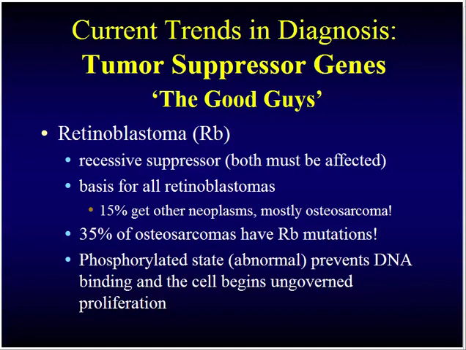What do you need to remember? Retinoblastoma is a suppressor gene. When it is in its phosphorylated state, that is abnormal, there's no suppression, there's no control. The cells go wild. Remember that.